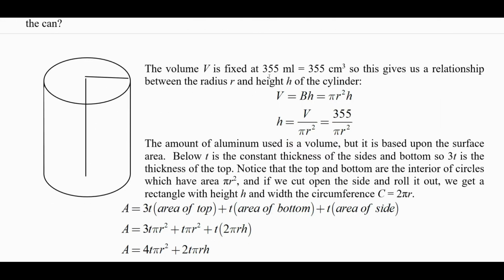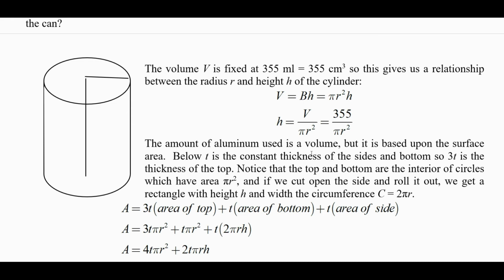So the volume is fixed at 355 milliliters. A milliliter is a cubic centimeter. And this gives us a relationship between the radius and height of the cylinder. Well, the volume is the area of the base times the height. The base is a circle, with area pi r squared, where r is the radius, and h is the height. So the height is right here, and the radius is this part. But the volume is constant, so we can solve for h. h is V divided by pi r squared. V is fixed at 355. So we have h as a function of r.